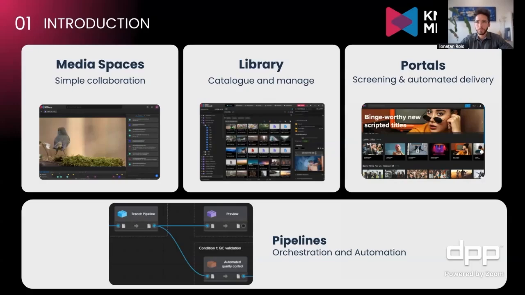So just a very brief introduction. Knox Media Hub is a platform for orchestration and automation of media processes. We have products to manage collaboration and share content with external parties. We have a library product that is the main product for cataloging and managing content. We have portals for distribution, screening, and automated delivery. And finally, an underlying layer of pipelines, which is our orchestration and automation system that allows a modular approach and a no-code environment for our customers to create their own media workflows.